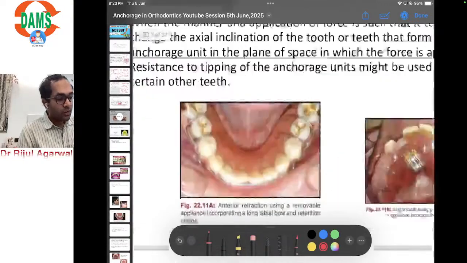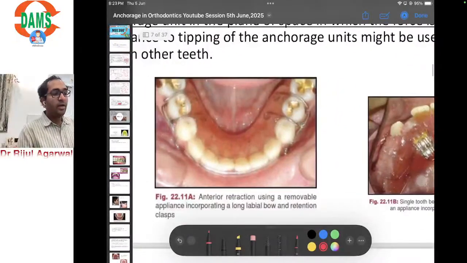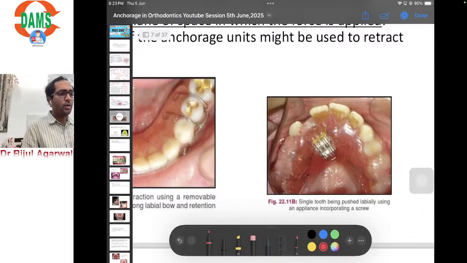So as I've told you, resistance to tipping of the anchorage unit might be used to retract certain other teeth. The first example I gave you was anterior retraction using a removable appliance by incorporating a long labial bow and retention clasp. Next example, the most common thing used by orthodontists to correct anterior crossbite using an expansion screw. You turn the screw so as to tip the incisor to correct the crossbite. This is an example of simple anchorage, not reciprocal. Wherever you see an expansion screw doesn't mean it's reciprocal anchorage.